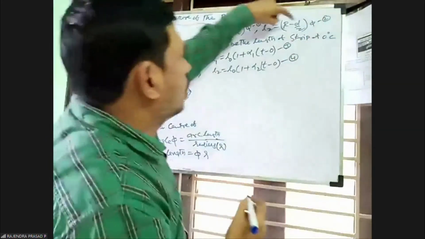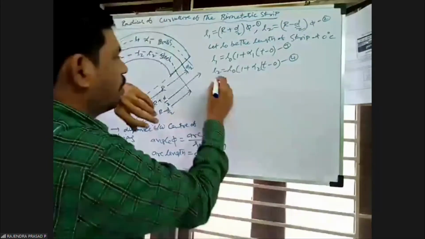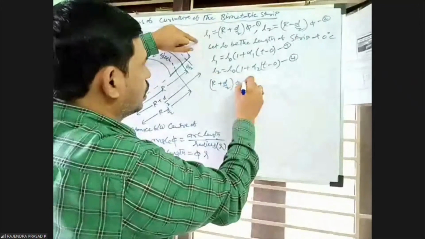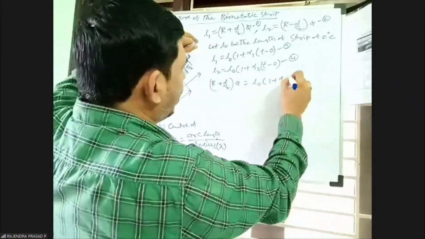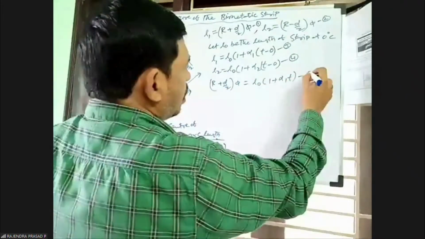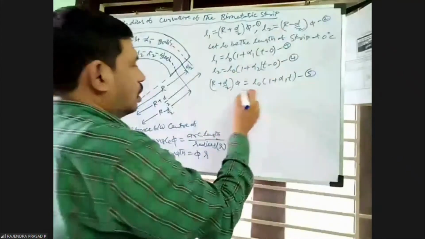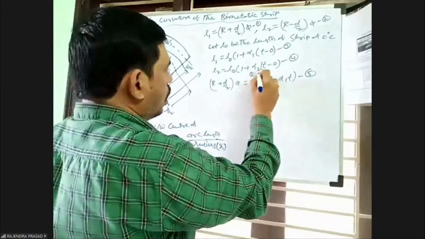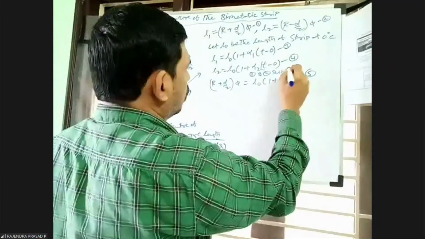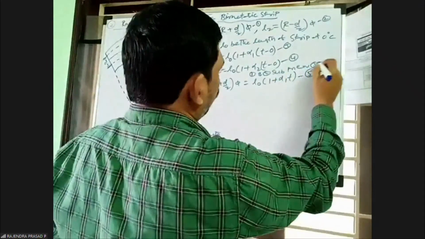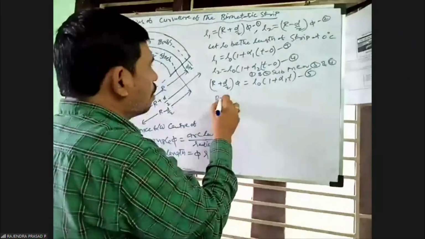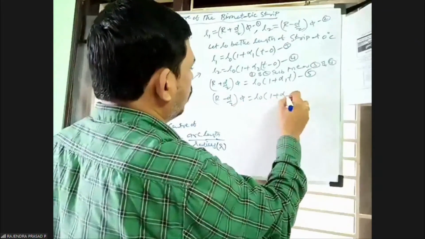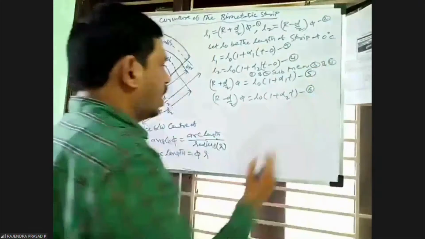Now substitute equations 1 and 2 into equations 3 and 4. The L1 value, (R plus d by 2) into pi, is equal to L0 into (1 plus alpha 1 t). This is equation number 5. Similarly for L2, (R minus d by 2) into pi is equal to L0 into (1 plus alpha 2 t). This is equation number 6. Now divide both.